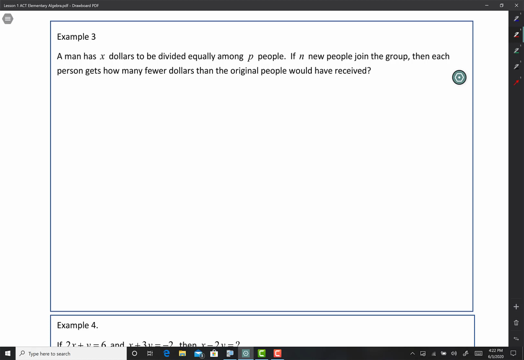So it says a man has X dollars divided equally among P people. So here is the amount that the P people would have gotten. So imagine you have $100 and you're dividing by 10 people. Well, each person's going to get $10. And it doesn't want to know how much you're getting now. It wants to know how much fewer you're going to get after you've added N people.